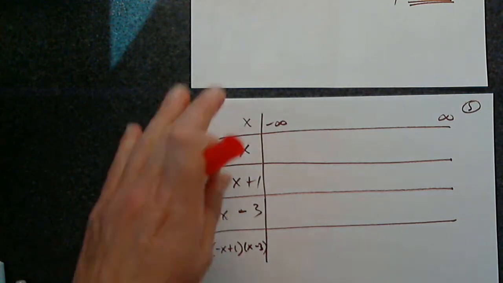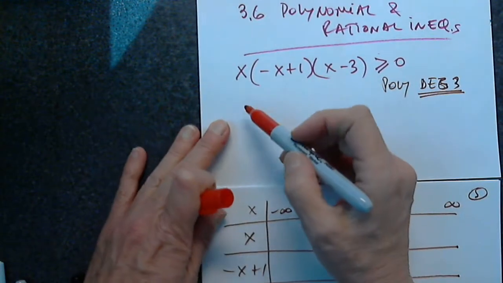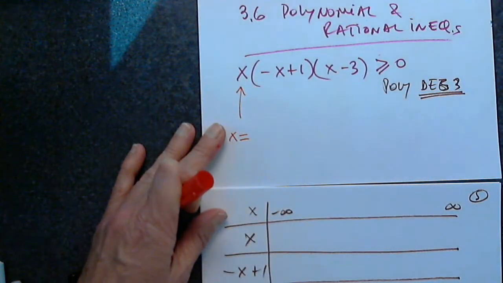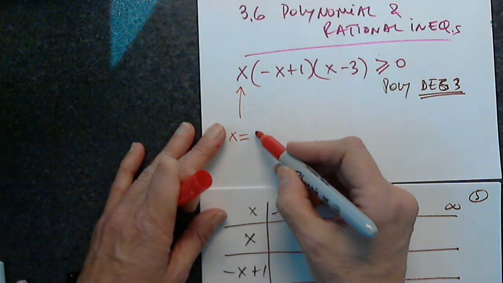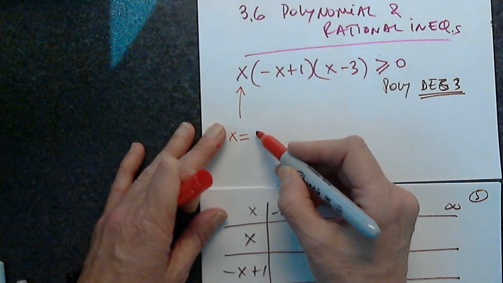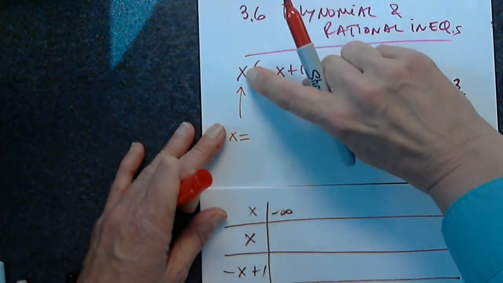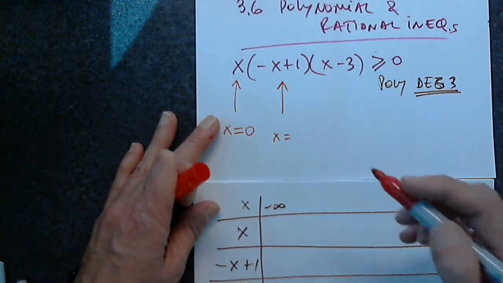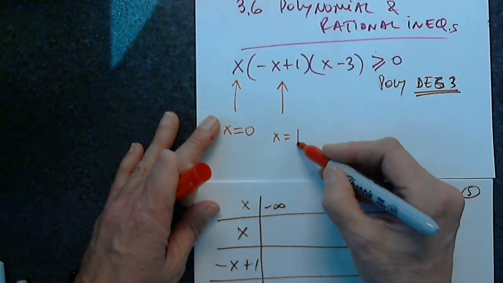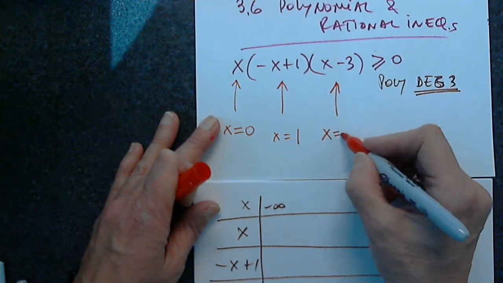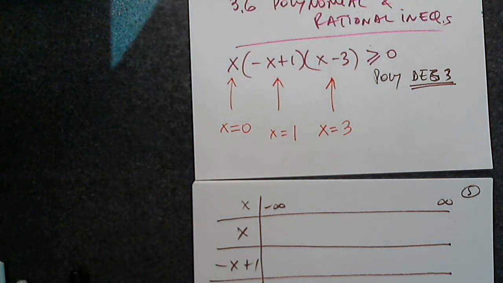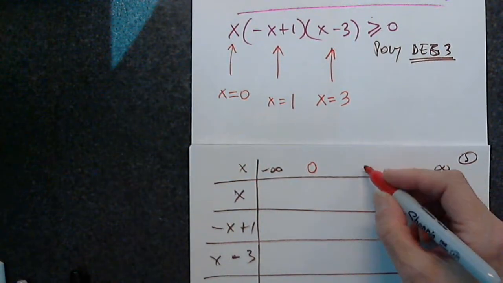Now, coming back to our inequality for a moment. When is this quantity 0? When x is? When is this quantity 0? Perfect. When x is? Good. These are the only numbers we need in the table. We only need 0, 1, and 3, in ascending order, of course.